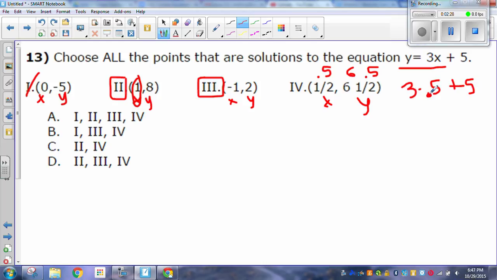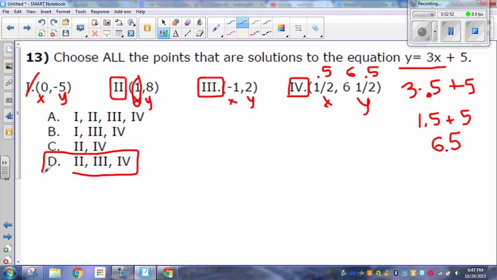Let's think about it. What's 3 times 1/2, or 3 times 0.5? Well, 3 times 5 is 15. Add back in the decimal point, it's 1.5. Think about 1.5 plus 5, that is definitely 6.5, which means 6 1/2. This also is a solution. So if 2, 3, and 4 are all solutions, we can see down here that D is the only one that has just those 3. So that is the answer.